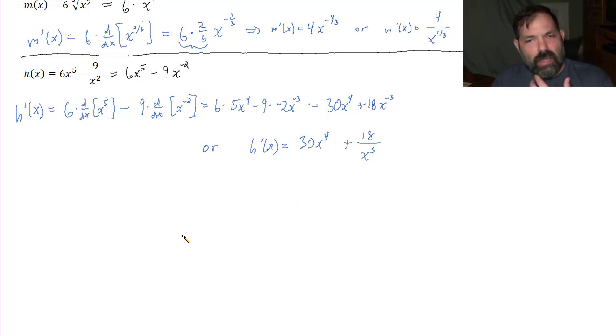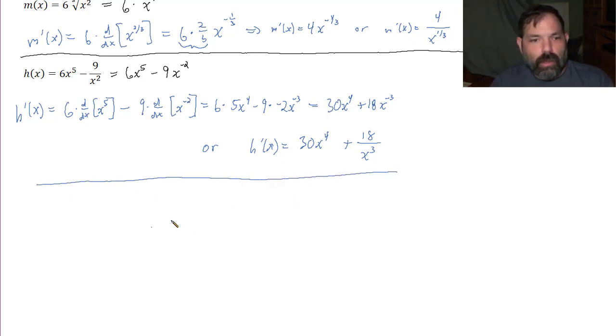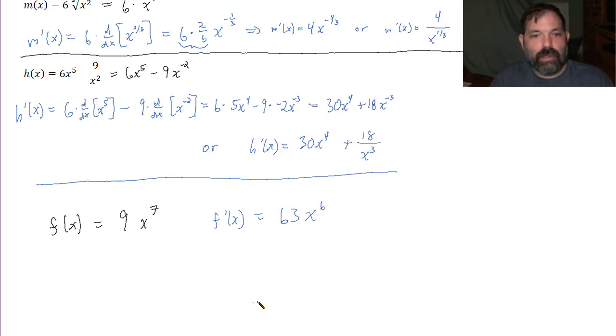And so I hope you've seen that maybe we could shortcut some of this a little bit. Let's look at one more example. Suppose the function was 9x to the 7th. Then the derivative, f prime of x, the shortcut is, okay, we've got the coefficient here, 9, multiply it by the exponent, 63, decrease the exponent by 1, x to the 6th.